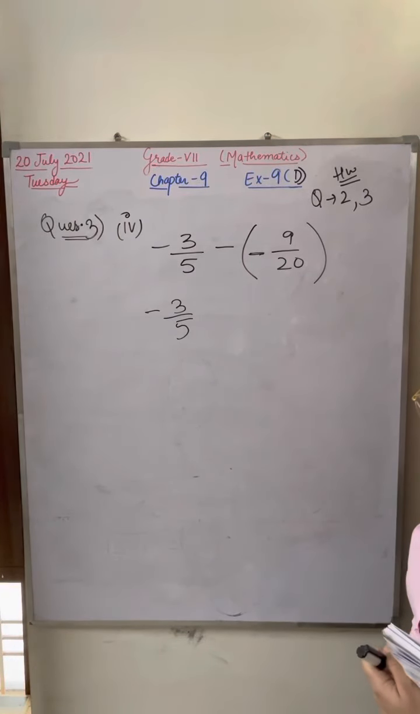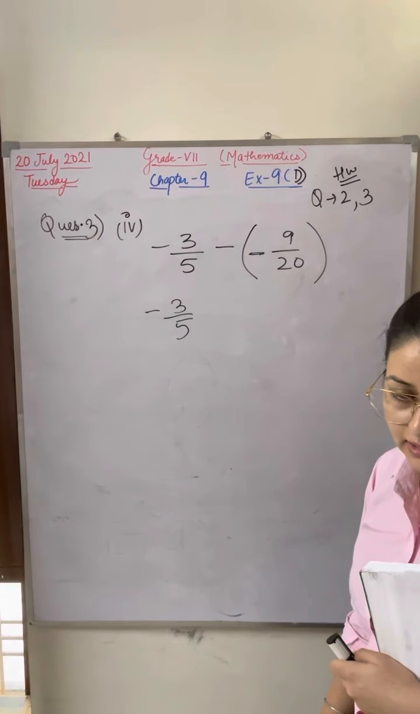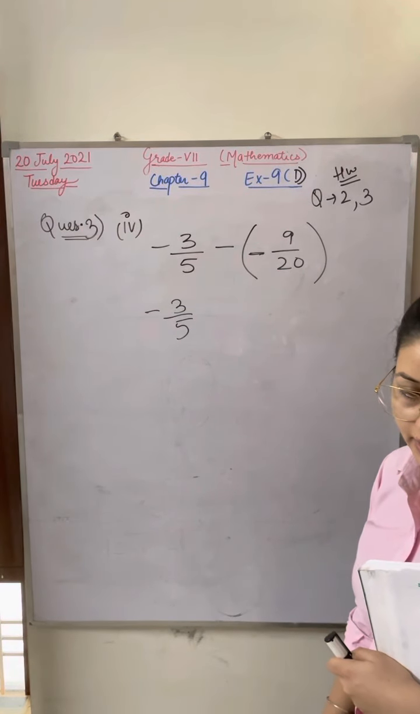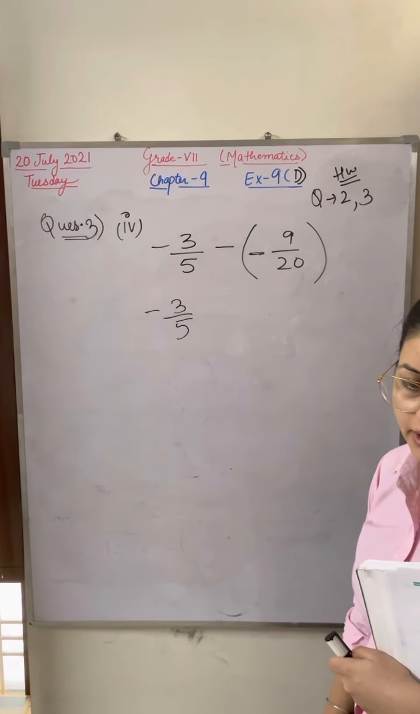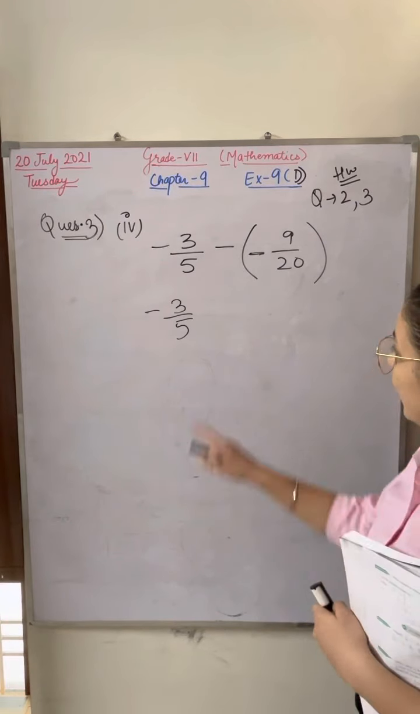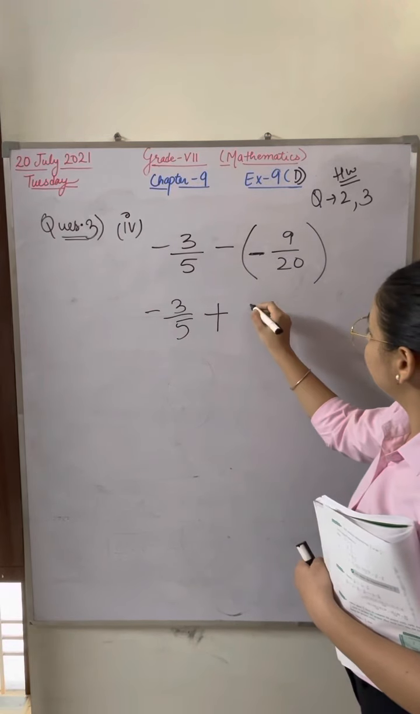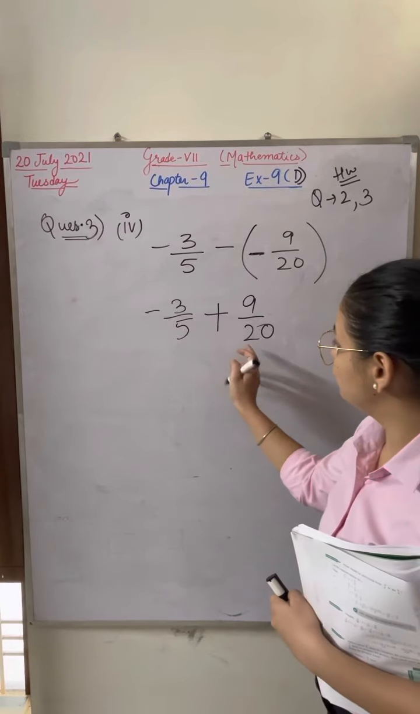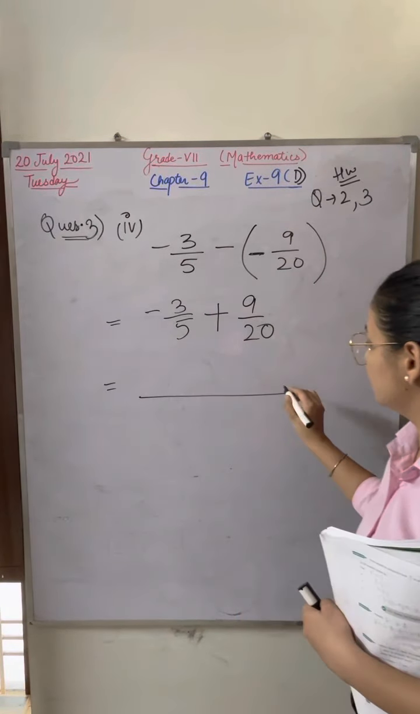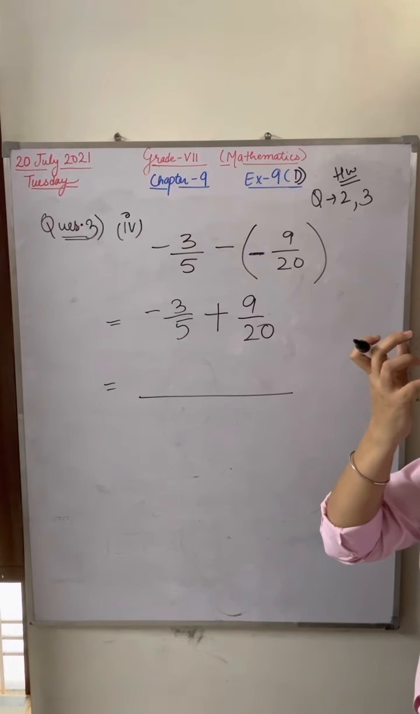Very good, Abhijot, Tanisha, Nija, Gurveer, Ananya, Rushil, Hazel, Geet, Anirudh. Very good, Shaurya. Yes, just now I have told you, minus will become plus, plus 9 upon 20. Now take the LCM of 5 and 20. Please tell me quickly, the LCM of 5 and 20.